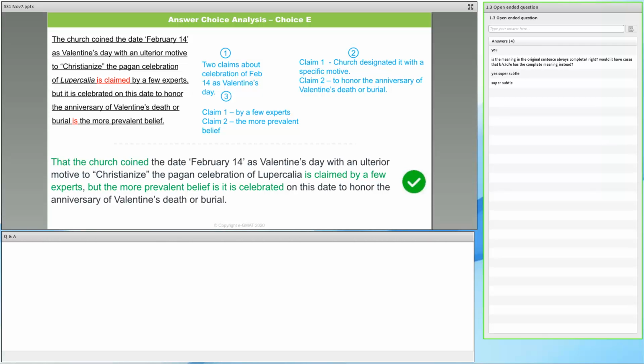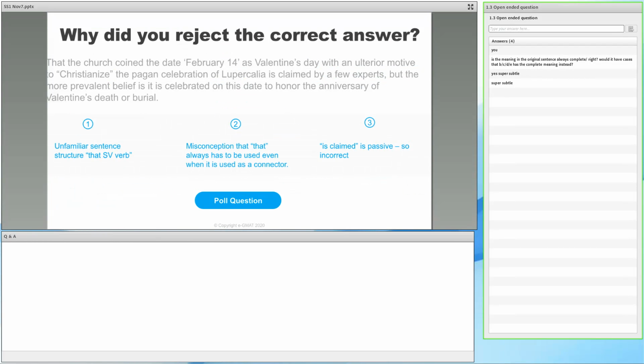That the church coined February 14 as Valentine's Day with an ulterior motive to Christianize blah blah blah is claimed by a few experts. The author is not really taking responsibility. The author is saying that is claimed by the few experts, but the more prevalent belief is, again, the author is not taking responsibility. It is celebrated on this day to honor the anniversary of Valentine's death or burial. Claim 1 is correct. Claim 2 is correct. Claim 3 is correct. This is my correct answer choice over here.